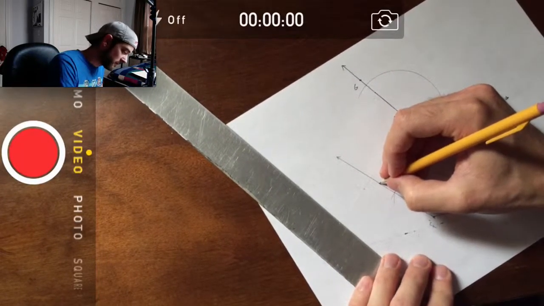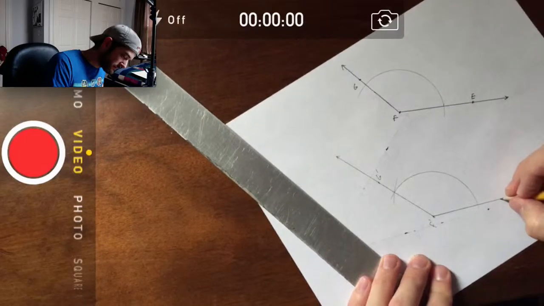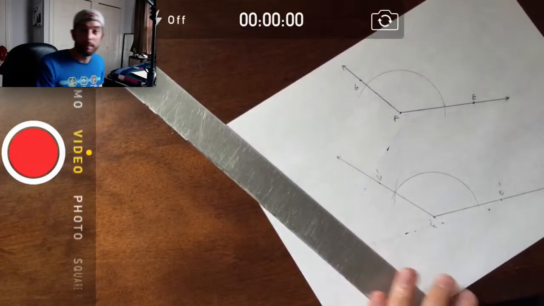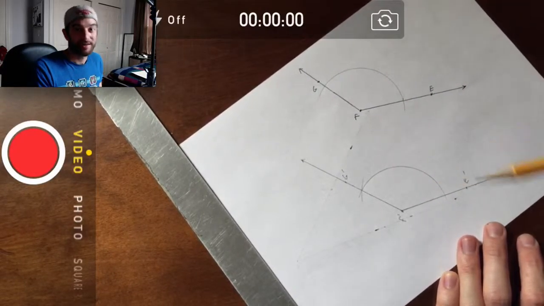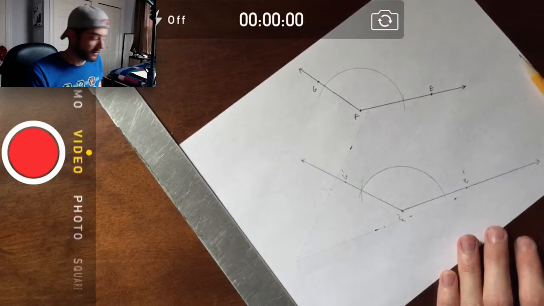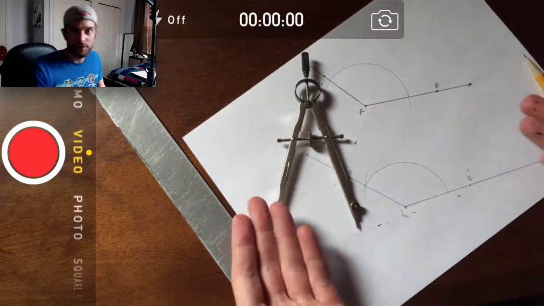And I'll name this G prime, F prime, E prime. And I know, again, that the measure of these two angles are exactly the same, and I did that without a protractor, just with my construction tools.